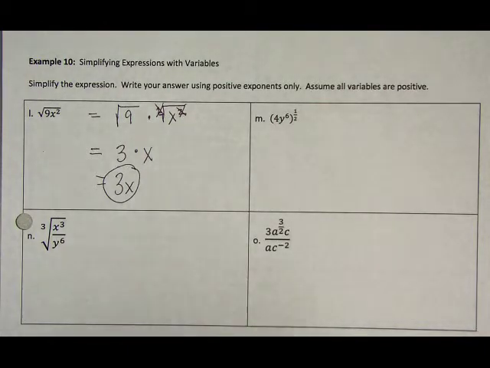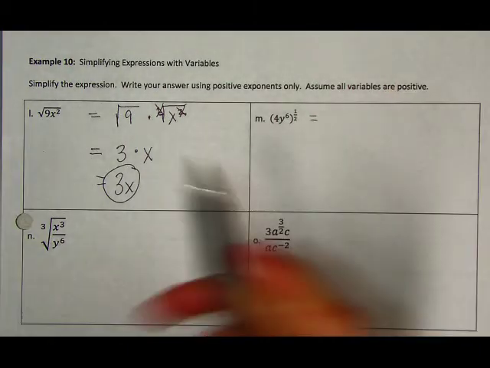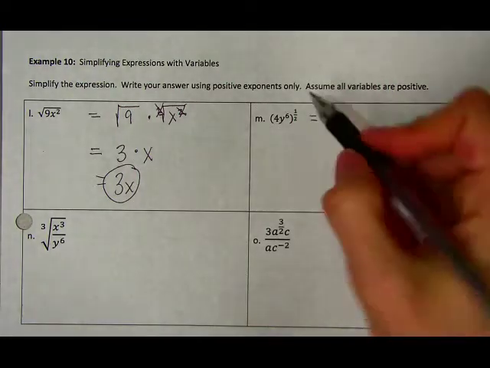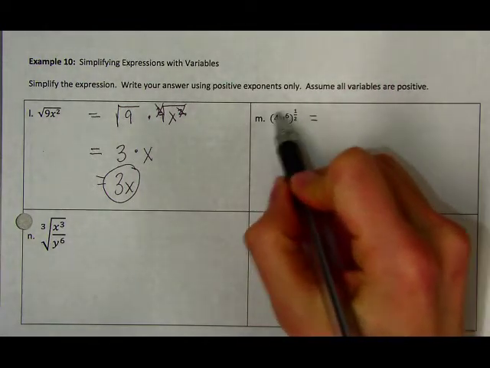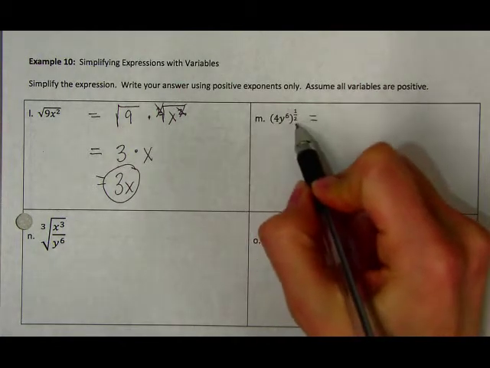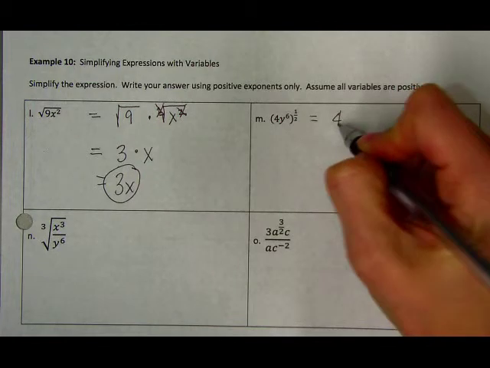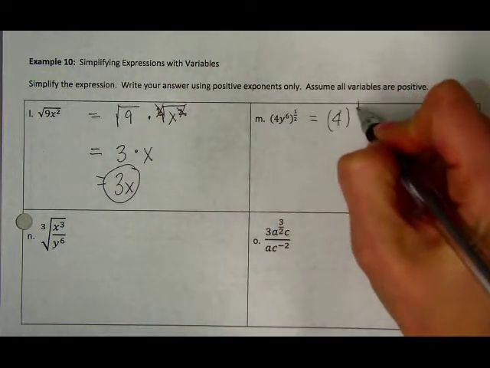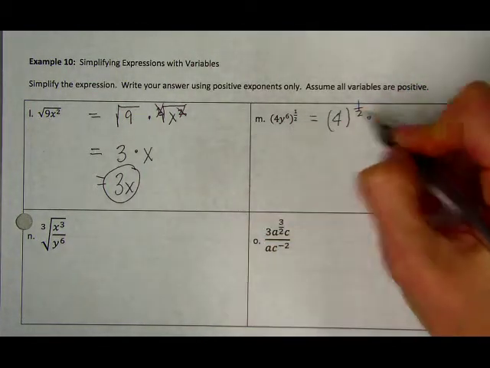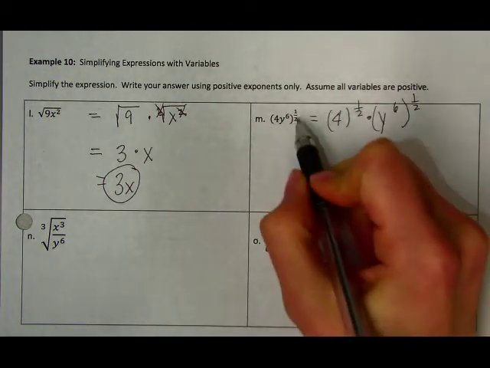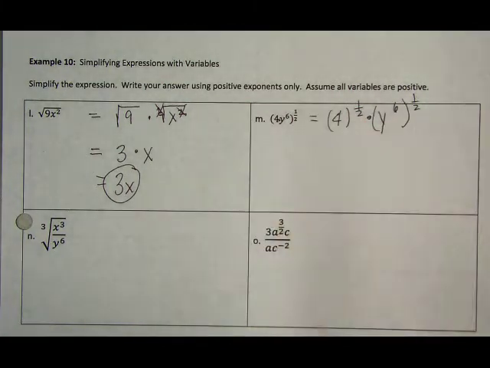In letter M, I'm going to do the same thing that I did over in letter L. I'm going to use my properties to separate my inside terms. Since I'm raising this whole parentheses, everything inside of it, to the 1/2 power, I can separate these as my term, which is 4. 4 is being raised to the 1/2 power times y to the 6th is also being raised to the 1/2 power. So I can distribute my 1/2 to both of my terms inside my parentheses for my letter M.